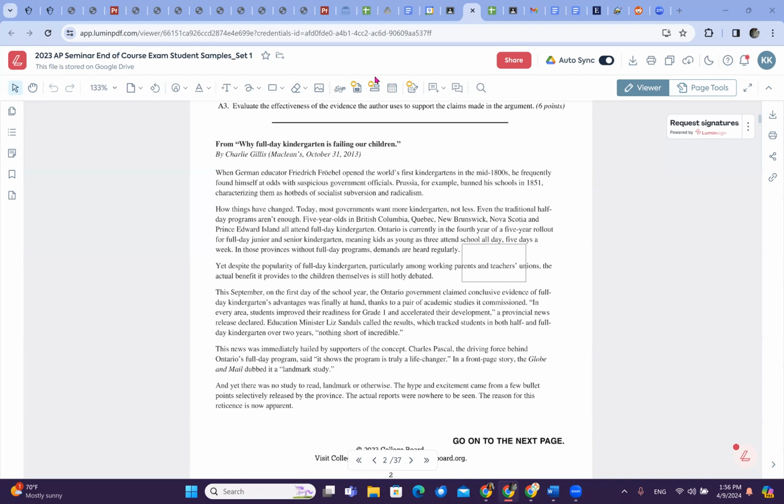This news was immediately hailed by supporters of the concept. Charles Pascal, the driving force behind Ontario's full-day program, said it showed the program is truly a life changer. In a front-page story, the Globe and Mail dubbed it a landmark study. And yet, there was no study to read, landmark or otherwise. The hype and excitement came from a few bullet points selectively released by the province. The actual reports were nowhere to be seen. The reason for this reticence is now apparent.